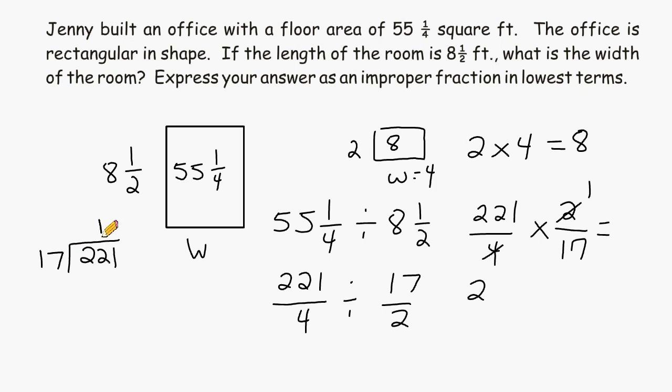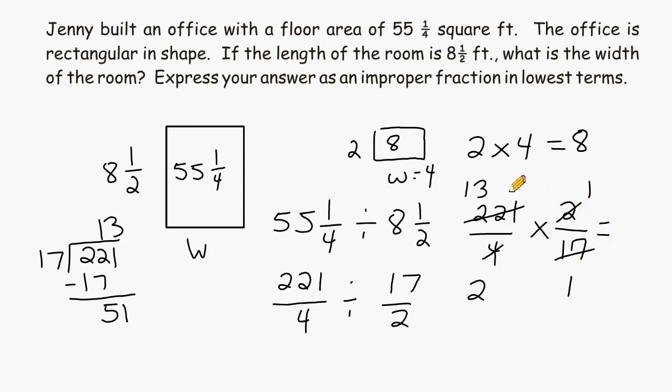17 can go into 22 one time, and that leaves us with the remainder of 5. And we bring down the next place value, and 17 can be divided into 51 exactly 3 times. So 17 actually is a factor of 221. 17 can be divided into 221 13 times. And of course, 17 can go inside itself one time.